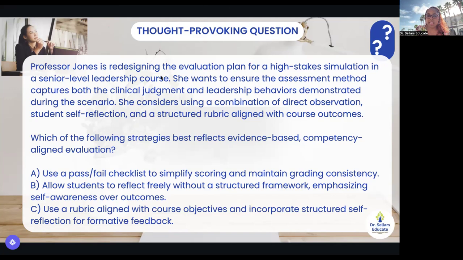So we have option A, using a pass-fail checklist to simplify scoring and maintain grading consistency. B, allow students to reflect freely without a structured framework, emphasizing self-awareness over outcomes. Or C, using a rubric aligned with course objectives and that incorporates structured self-reflection for formative feedback. So I'm going to give you a second to think about what the best option is for this thought-provoking question.